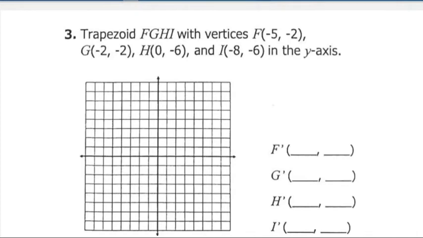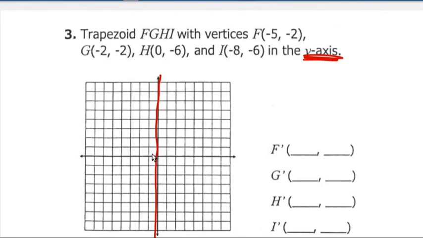All right, next up, number 3. Trapezoid FGHI with vertices, and it lists them, in the y-axis. So our line of reflection is going to be the y-axis. So this is our line of reflection. Let's go ahead and plot our points.